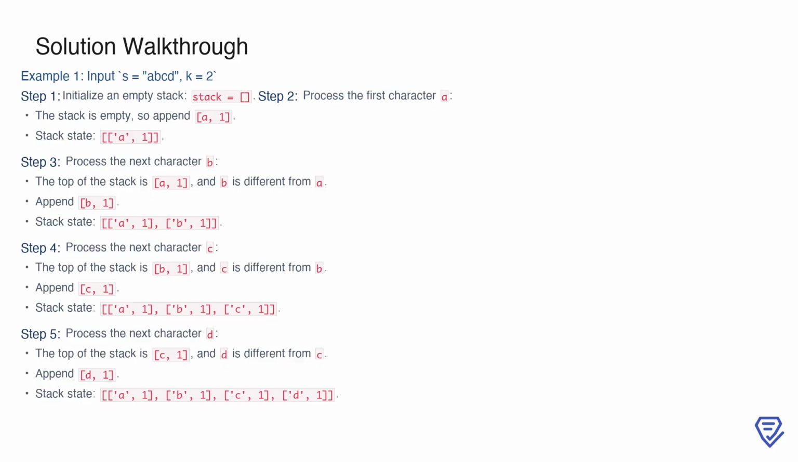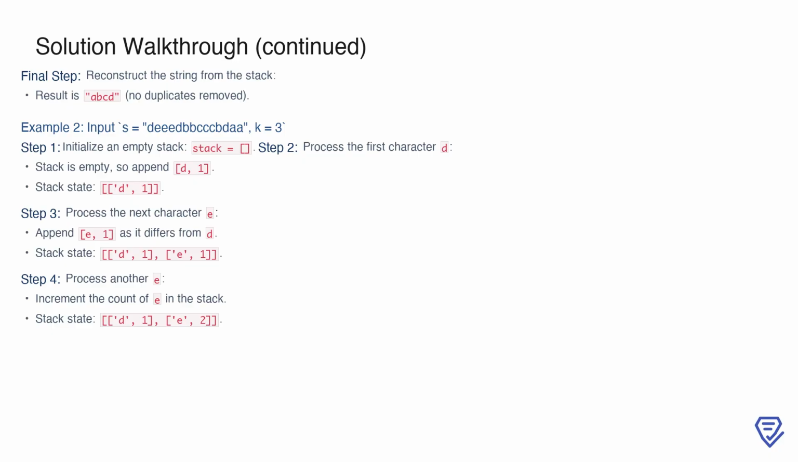Next, we move to the character B. Since the top of the stack contains A, which is different from B, we simply append B with a count of 1. Similarly, for the character C, because it differs from the top of the stack, which is B, we append C with a count of 1. Lastly, we process D, which also differs from the top of the stack, so we append it with a count of 1. At the end of this process, the stack contains A1, B1, C1, D1, and no adjacent duplicates are found.